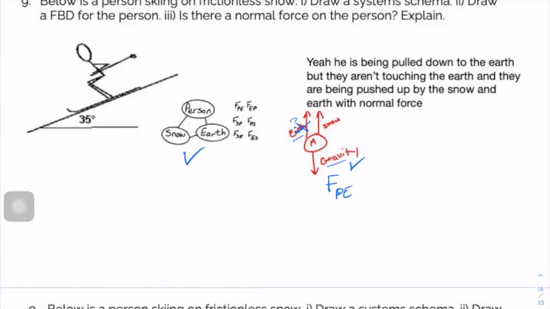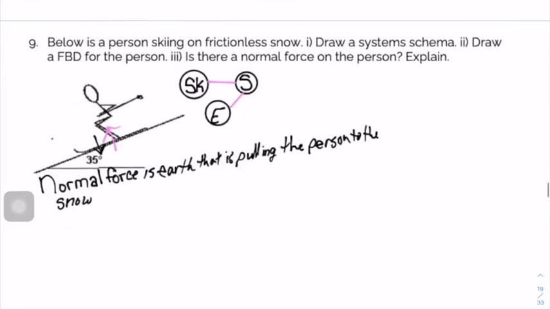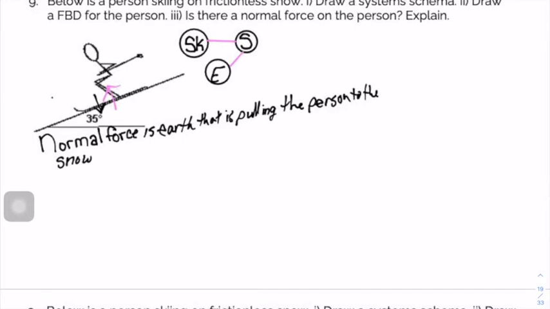Also, notice if we do our boundary, so let's do a boundary around the person, there's only 2 interactions, but on our free body diagram, we have 3 forces. We cannot have 3 forces. And so the upward force from the snow, we're going to assume is the normal force. That is the correct force. Again, we're missing a label, but the direction is wrong. Hopefully you see a theme emerging.